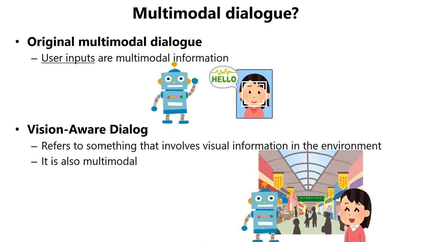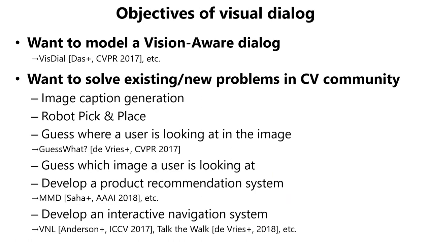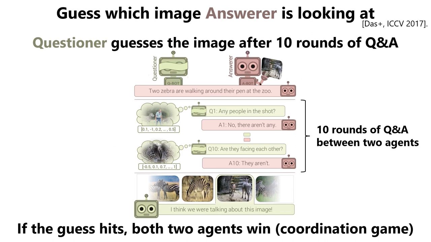Some research is being done to model the dialogue itself, but there is also a great deal of research that aims to solve existing computer vision problems with interaction. As an example, I would like to introduce research that uses dialogue for image retrieval. This is a study in which two dialogue agents learn whether they can actually do this image search after 10 rounds of Q&A session.